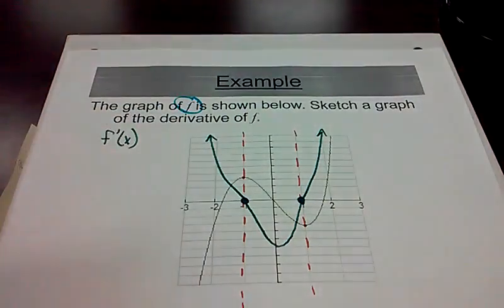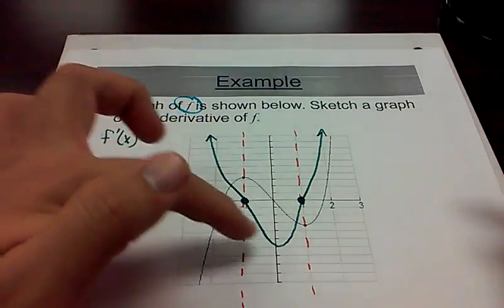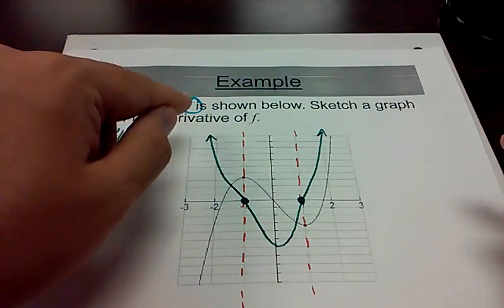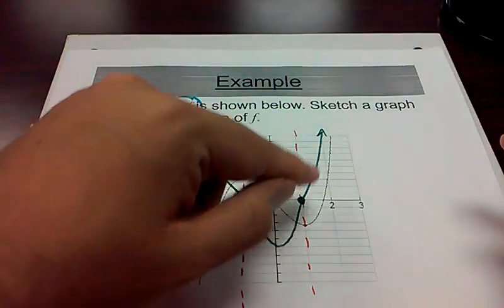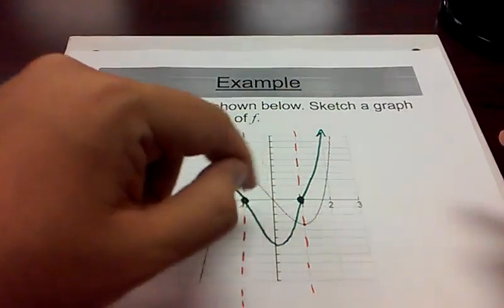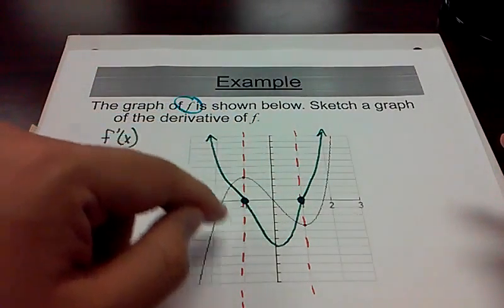So this isn't an exact match for the derivative, but it's a good guesstimate or estimate of what the derivative would look like. It would basically be decreasing and then increasing, but I do know where the zeros of the derivative are, and I also know what it's doing between each interval.